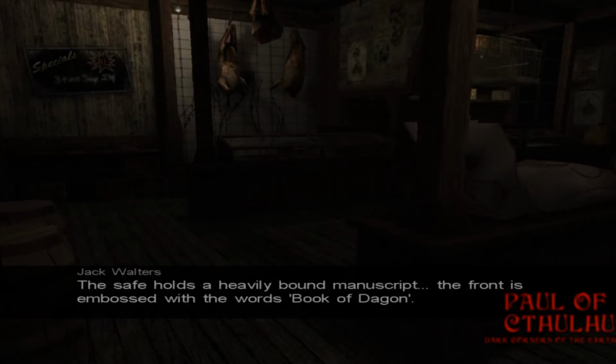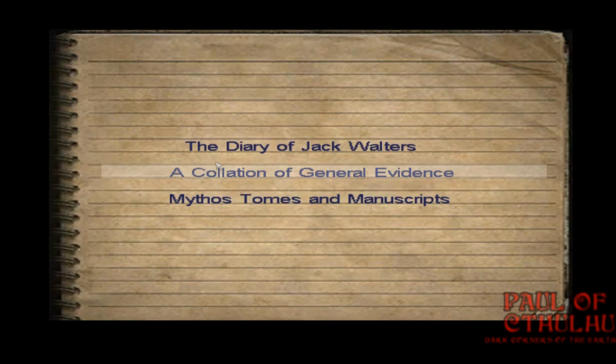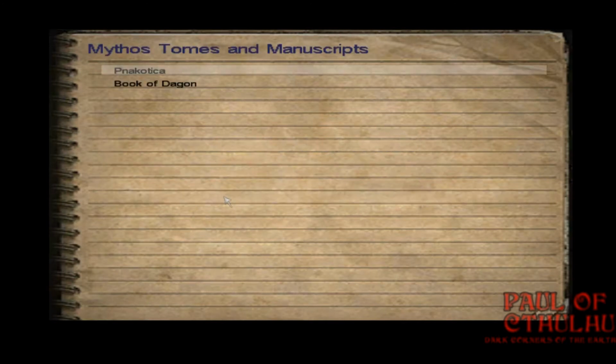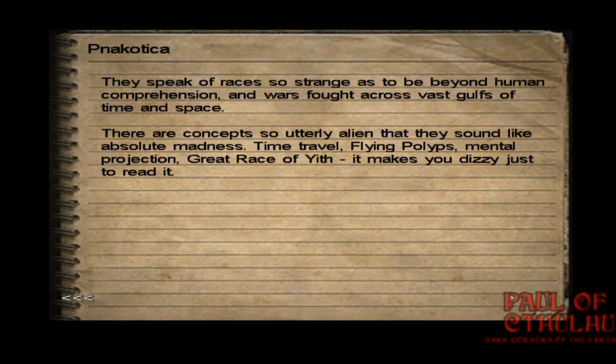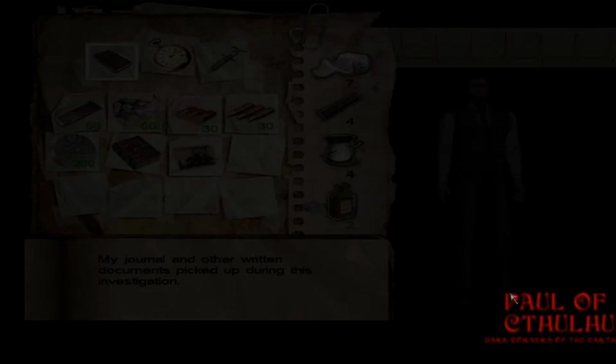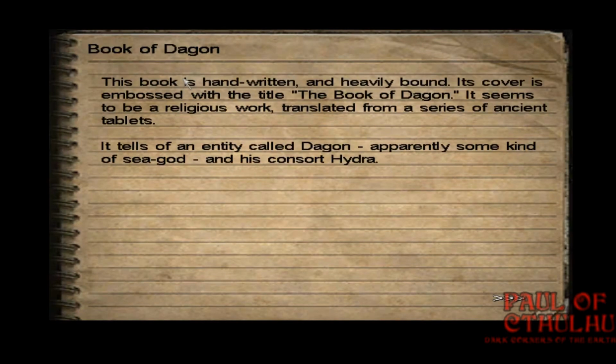The safe holds a heavily bound manuscript. The front is embossed with the words Book of Dagon. Don't tell me. Sure. Goodbye, sanity. We have two tomes here, look. Oh yeah, this is the one we got in the... We still have that? Yeah, apparently so. Oh, boys. It's too hot for TV, folks.